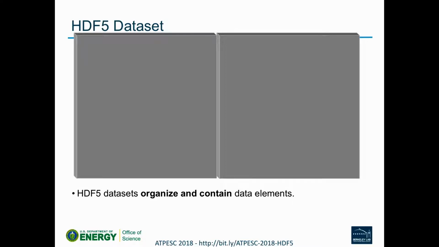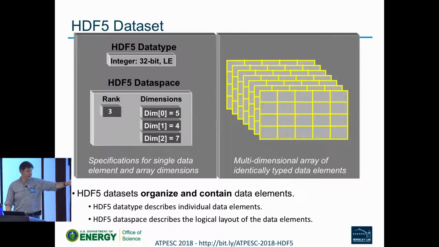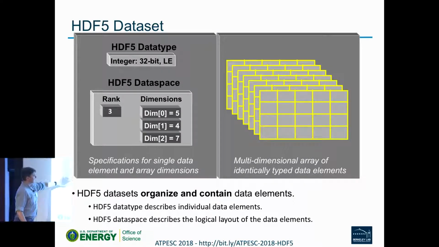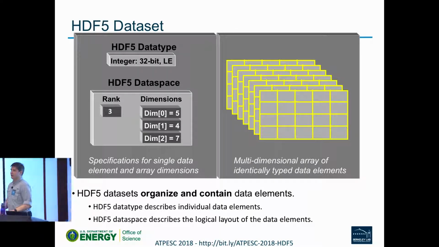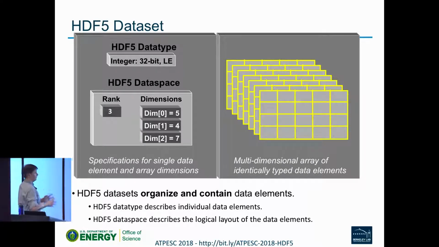So they organize and contain your data elements, the array. You can see that there's two components to an HDF5 data set. There's metadata, this leftmost portion of things, right? Specifications about the array and the array. So the array is scale, right? Gigabytes, terabytes, as large as you like.